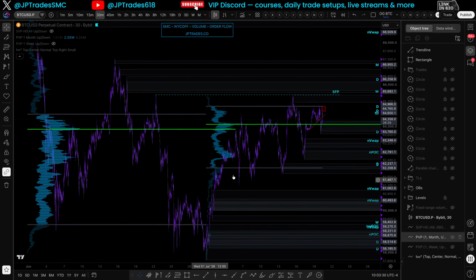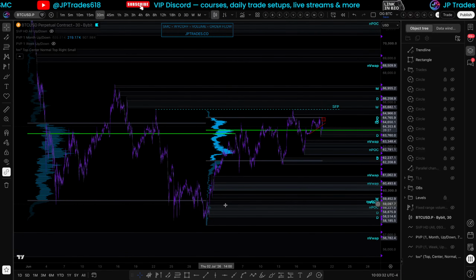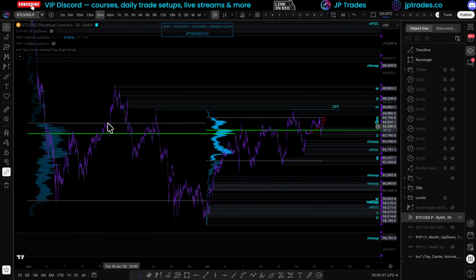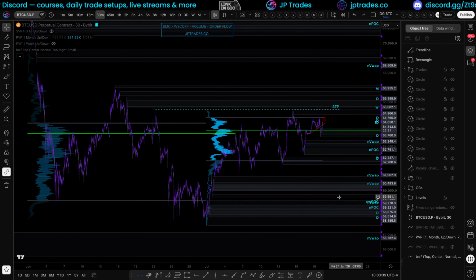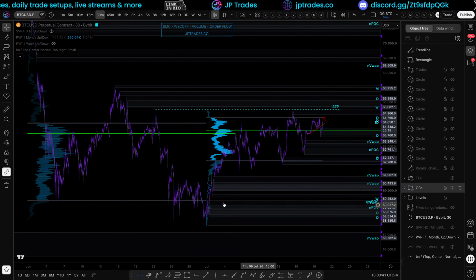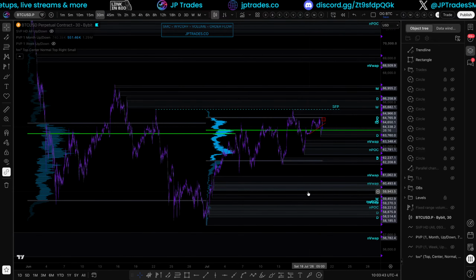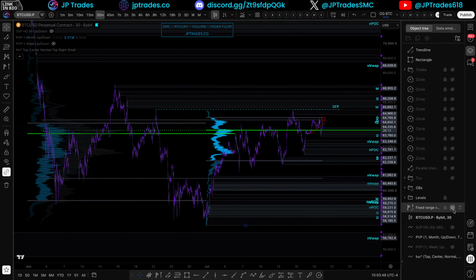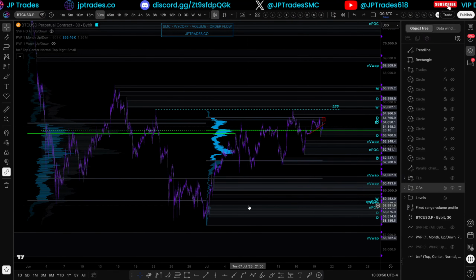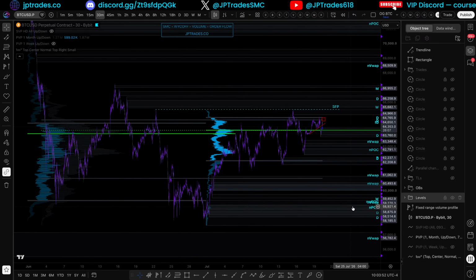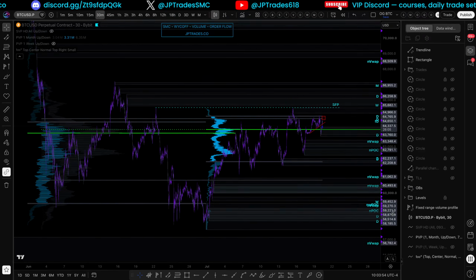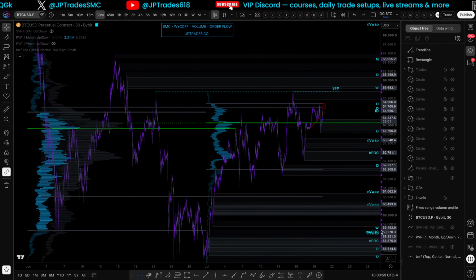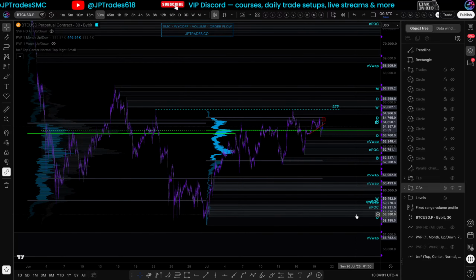I don't really see anything too terribly interesting here other than that naked value area low from the previous month is right around this area where I was talking about. I wanted to see that deviation zone below that fixed range, which is here. So that does add some nice confluence to this naked weekly point of control and naked weekly VWAP.